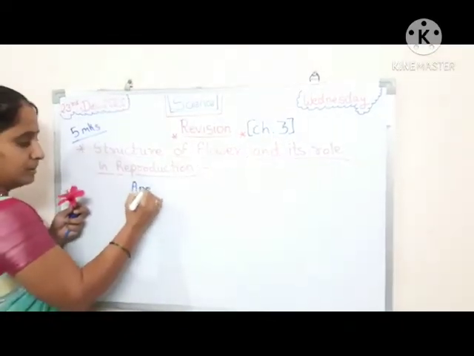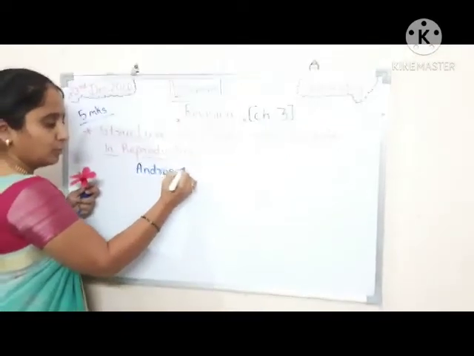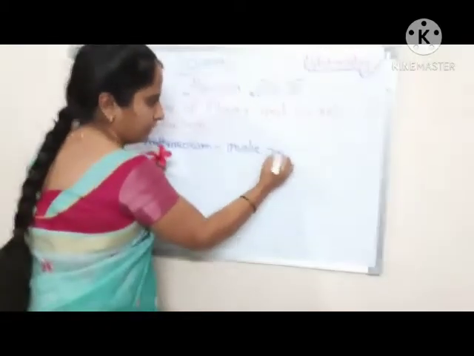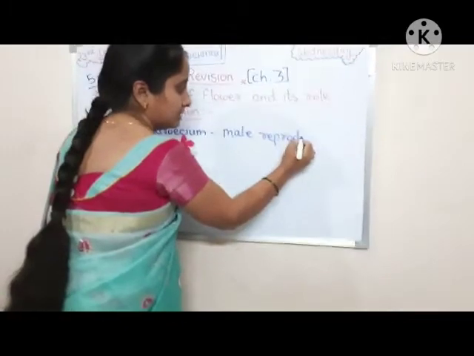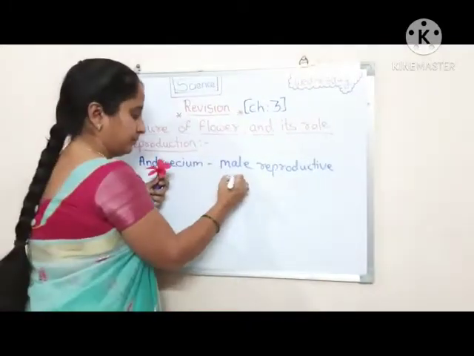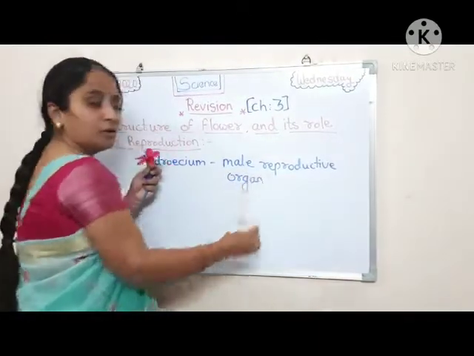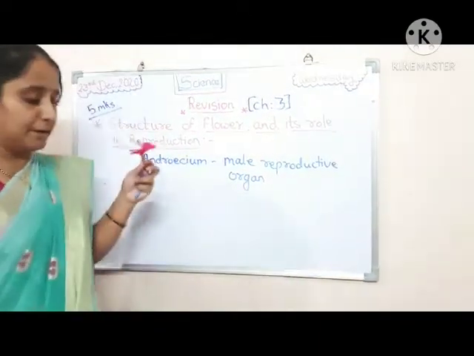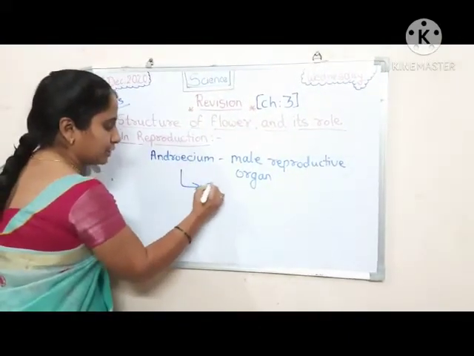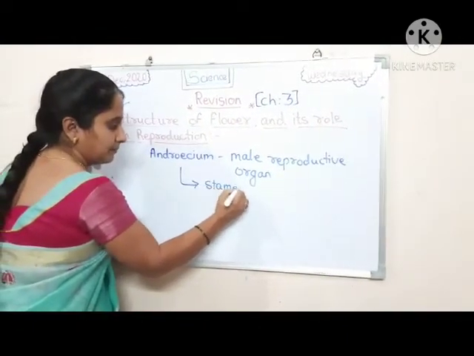Androecium. Androecium is also known as the male reproductive organ of the flower, or the male reproductive part. It consists of stamens. Each member of the androecium is called a stamen.